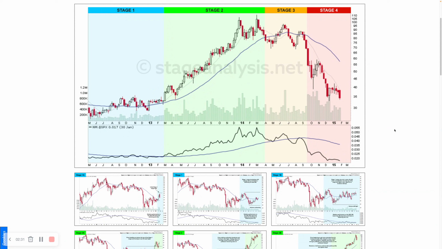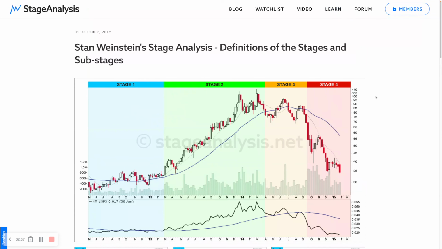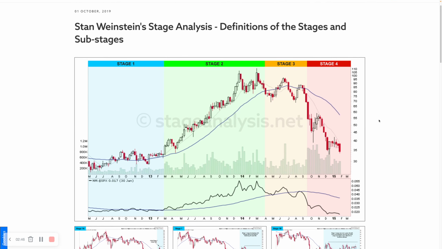So this is the example on the website you can find. You click on the Learn tab at the top of the Stage Analysis website. There's a bunch of resources in there, as well as especially in the forum where there's 9 years of discussion on the method. So if you're interested in stage analysis, then this is a good place to start.